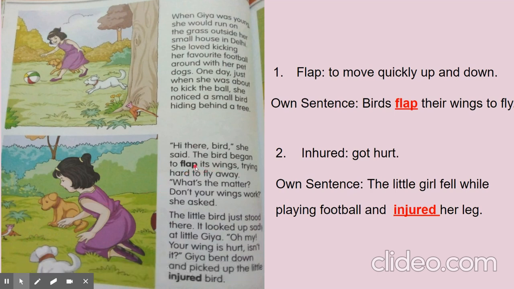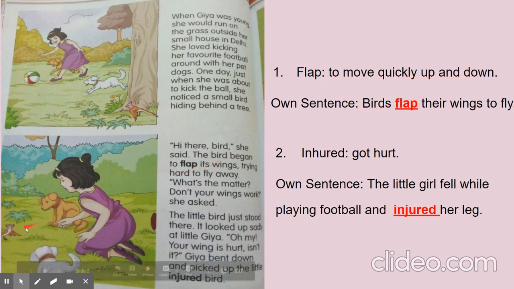Underline the word flap, children, and write it as keyword 1. We will see the meaning of it. Flap: to move quickly up and down. So she's flapping the wings. Birds flap their wings to fly. That is an example sentence for the word. You can write a different sentence also if you want. So flapping is to move quickly up and down.